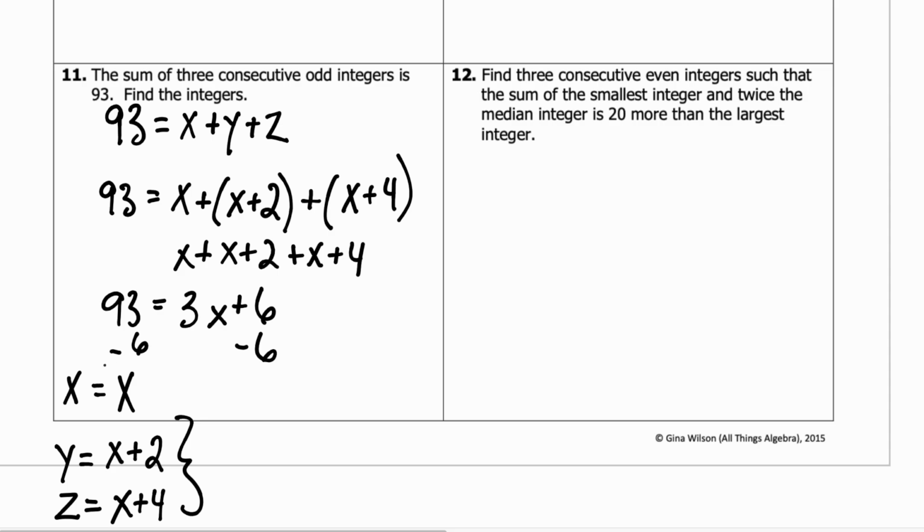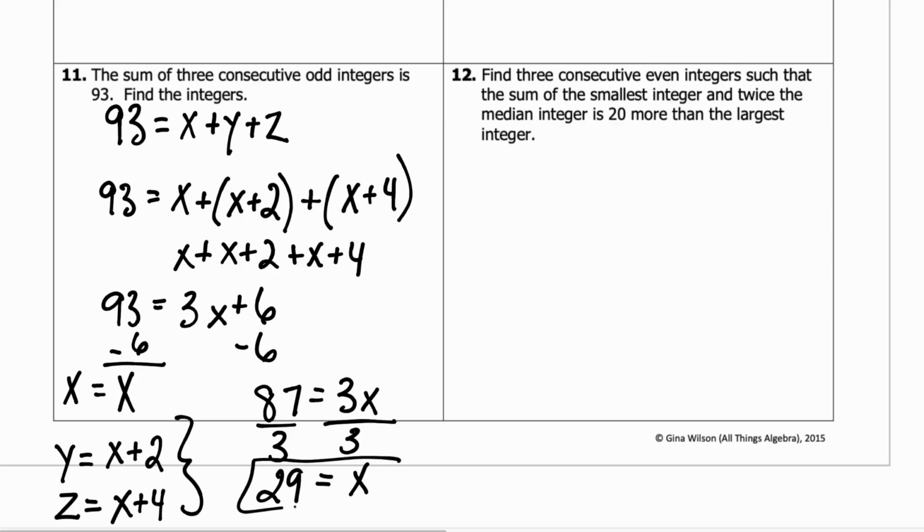I'm going to subtract 6 from both sides. I'm running out of room here. That would be 87 equals 3X. If I divide both sides by 3, I would get X is 29. Okay, so I found that my X equals 29. So I'm actually going to plug that in over here, and I'm going to give myself more room to work.